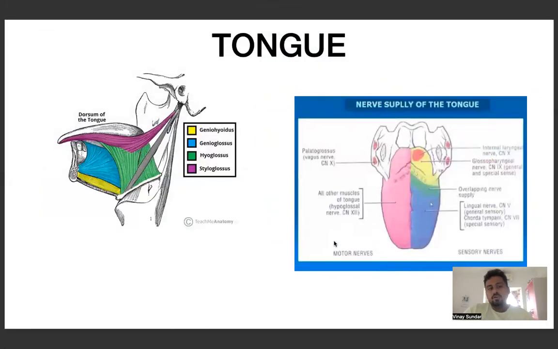Tongue. So we saw the extrinsic muscles of the tongue. So genioglossus, hyoglossus, styloglossus, and the palatoglossus. So we know all the muscles of the tongue are supplied by the hypoglossal nerve, except for the palatoglossus, which is supplied by the vagus nerve.